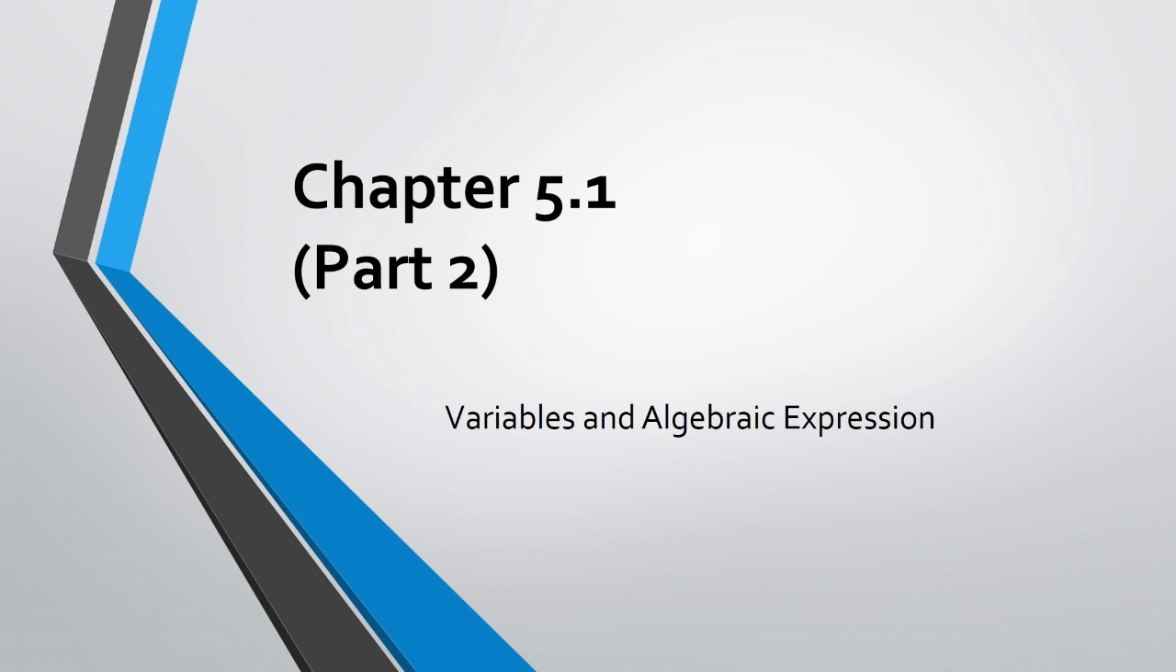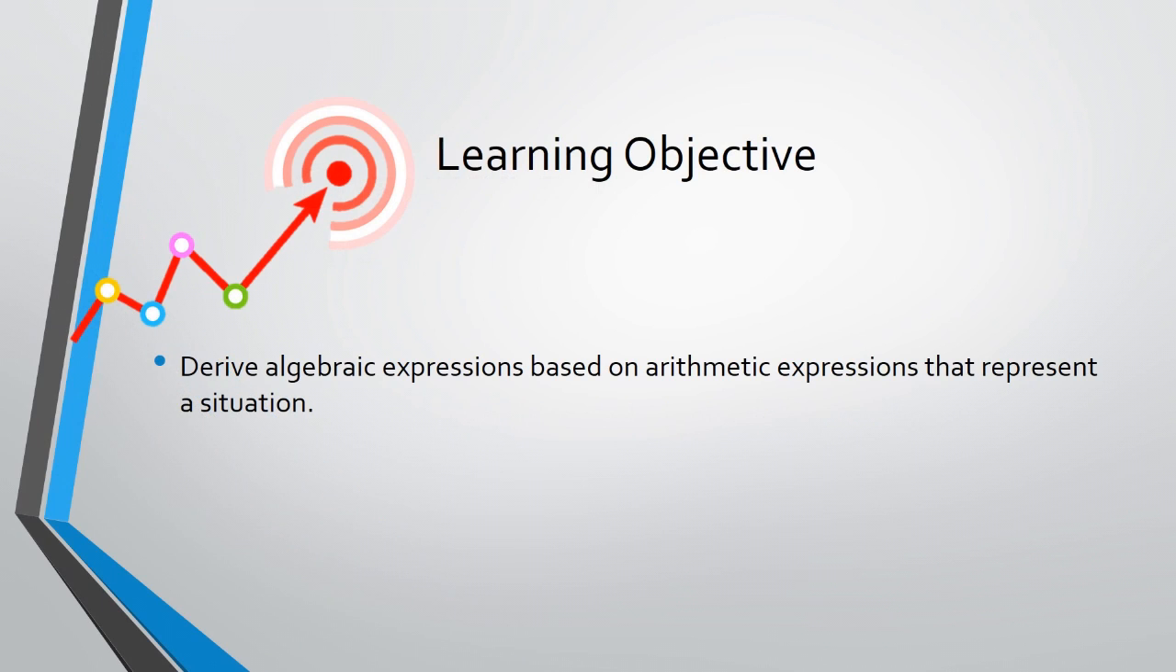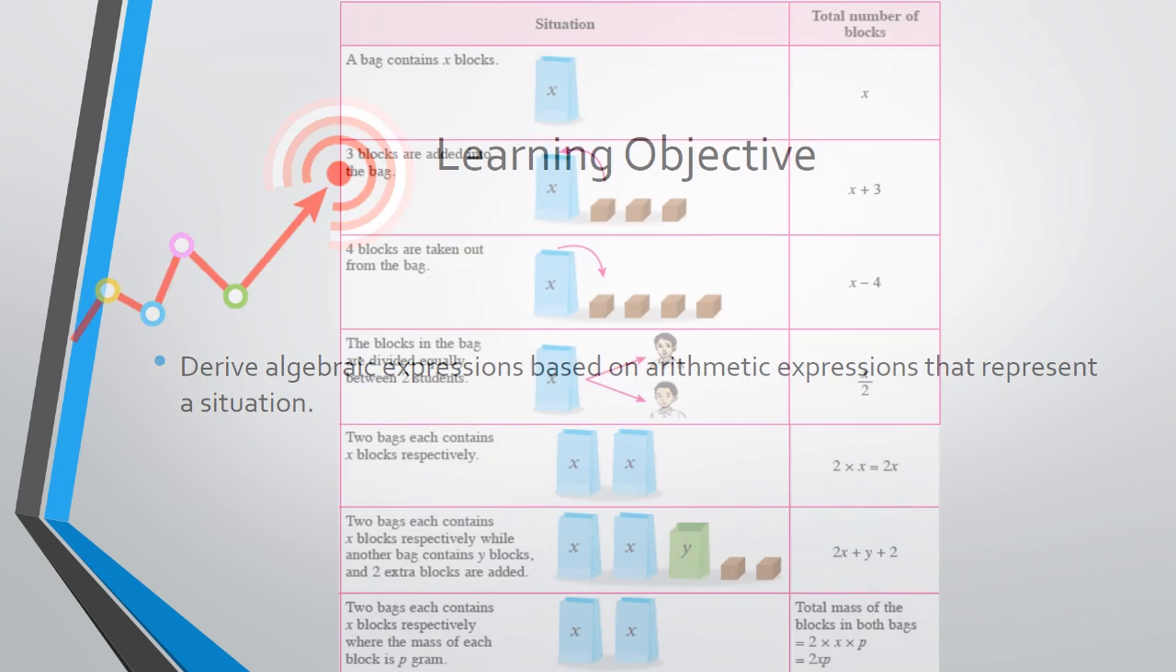Everyone, welcome back. Let's continue on our chapter 5.1, part 2. The learning objective is to derive algebraic expressions based on arithmetic expressions that represent a situation.